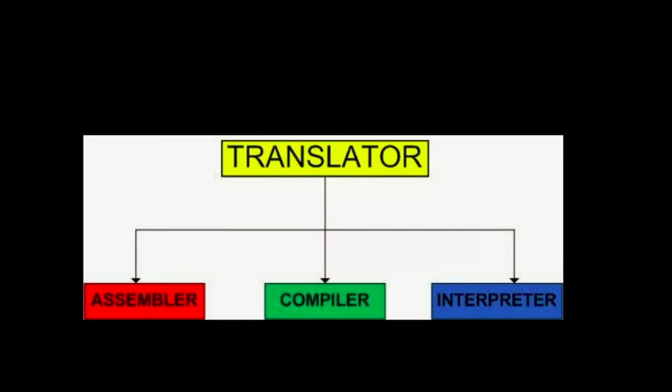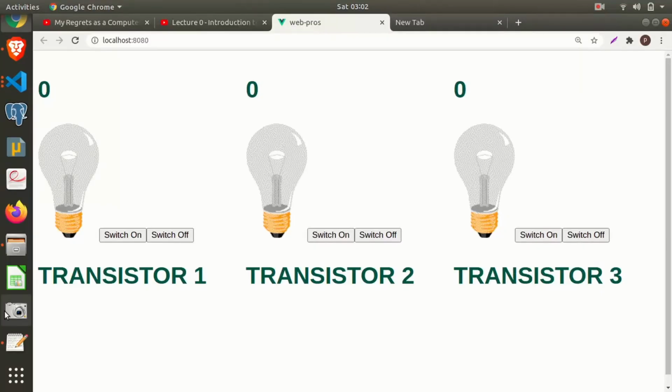So there will be a translator. The job of this translator is to translate whatever I say in high level language into machine language. So these are the types of translator. Assembler: what does an assembler do? It converts assembly language into machine language. Compiler and interpreter convert high level language into machine language. Though they work differently, I will explain them in detail later. For example, let's open a text editor.